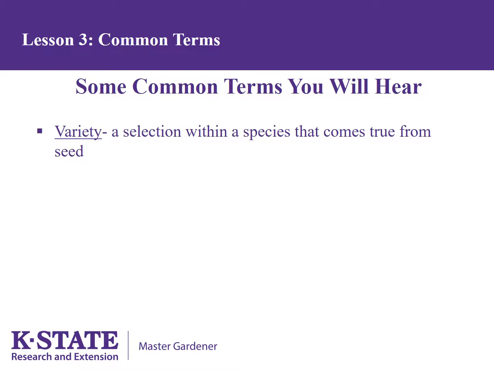There are a number of common terms you'll hear as a master gardener, and knowing the definitions can help you accurately communicate what you wish. We will start with the definition of a variety. A variety is a selection within a species that comes true from seed. It is different from a cultivar, which we will discuss later.